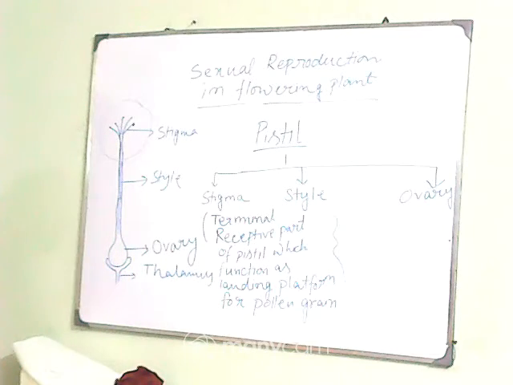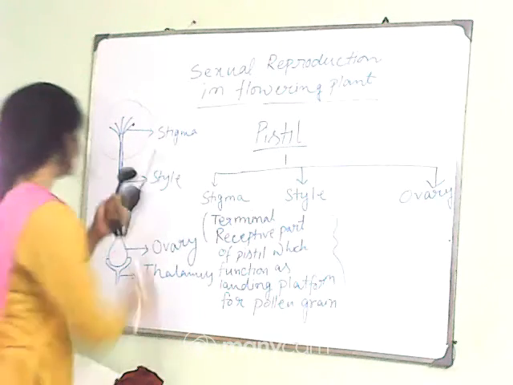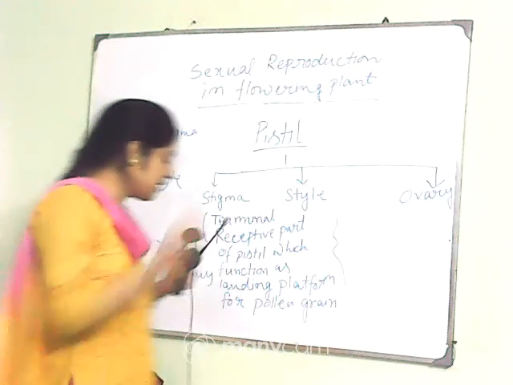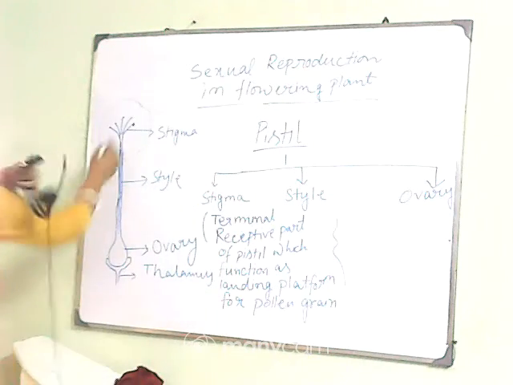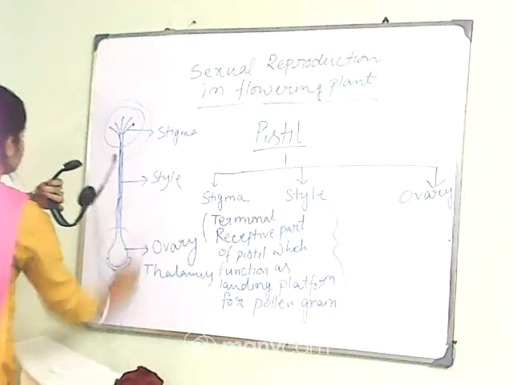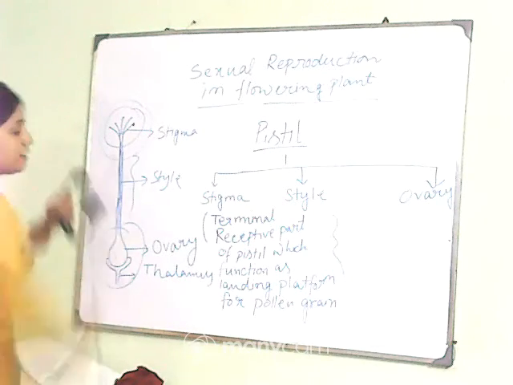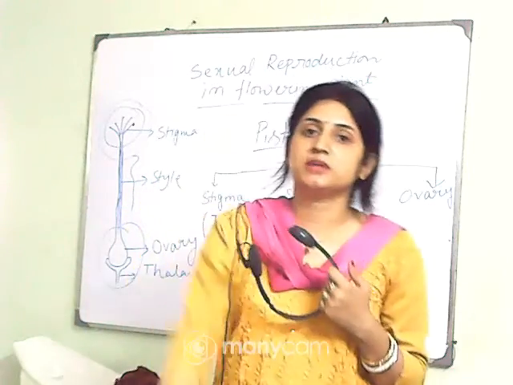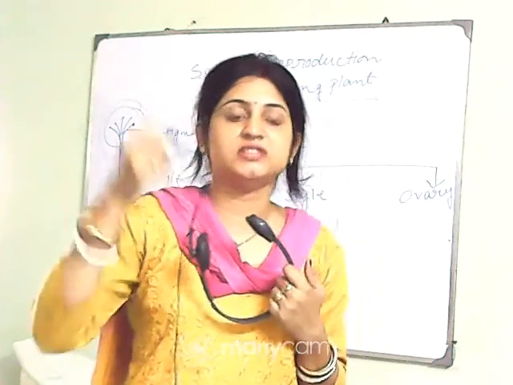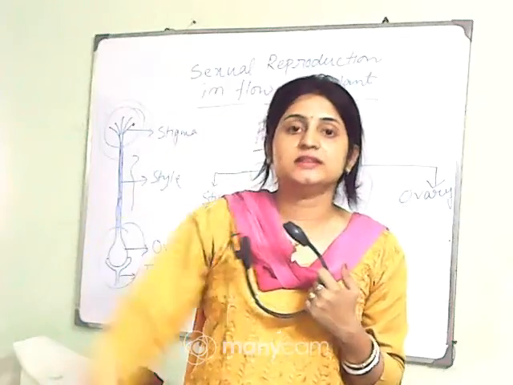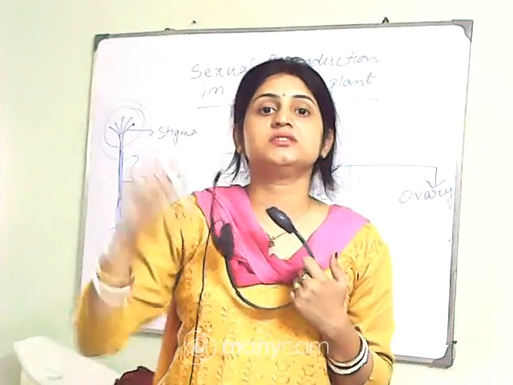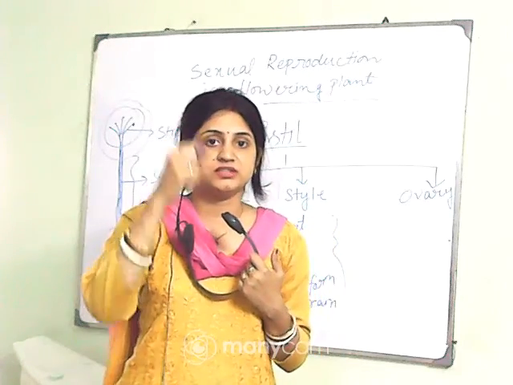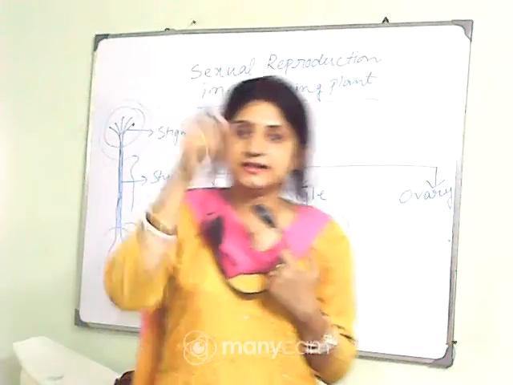Okay. Then style. What is style? You can see it is the elongated stalk-like structure that connects the ovary with the stigma. Okay, these two parts, stigma and ovary, are connected by the style, the stalk-like structure, and it also helps in the formation of the pollen tube, because the pollen grain first lands on the stigma, then reaches the ovary through the pollen tube, and this pollen tube forms from the stigma to the ovary inside the style.